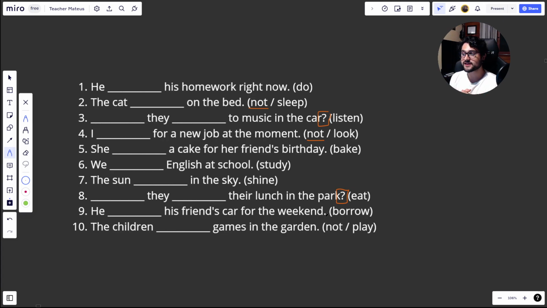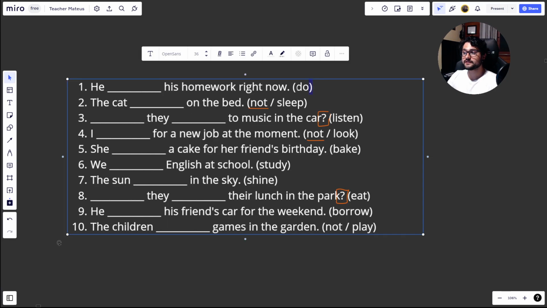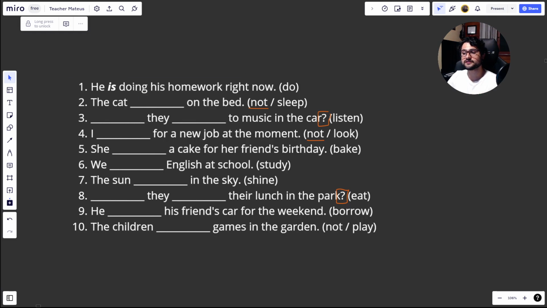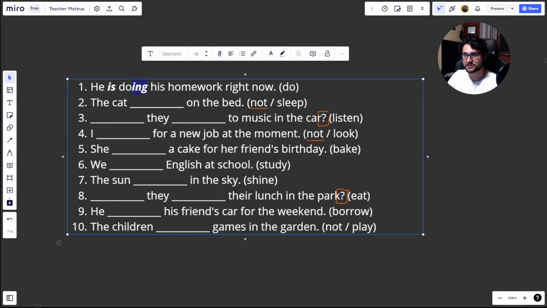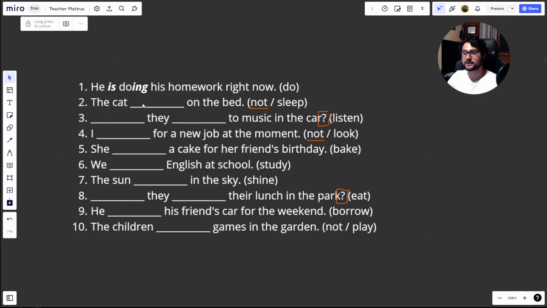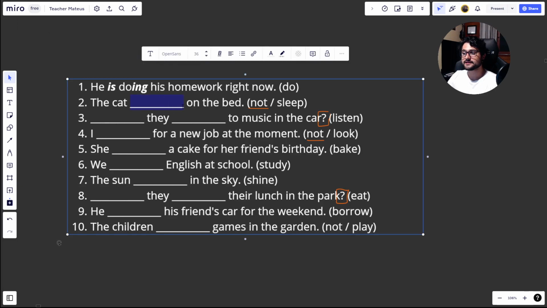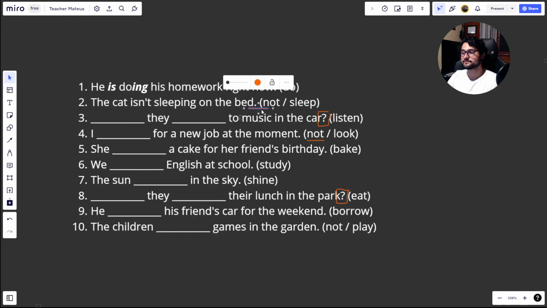Okay, I think 1 second has passed and you have completed your exercise. So we could say he, and then we have the verb do. He is doing, right? Because we need the verb to be. He is doing, and then our verb in ing. He's doing his homework right now. The cat is not sleeping on the bed.